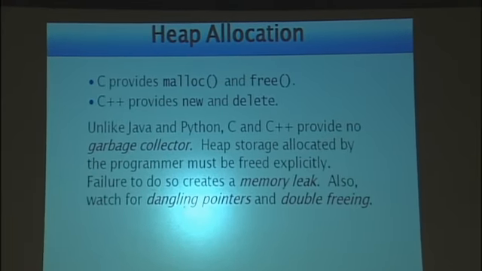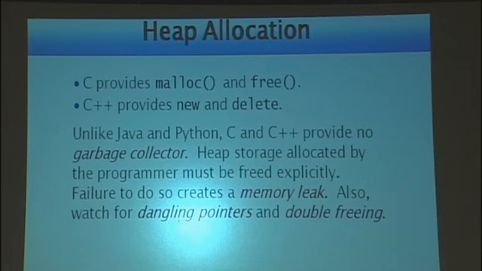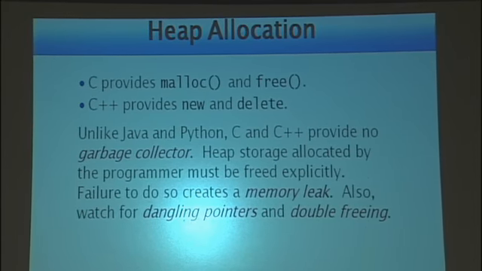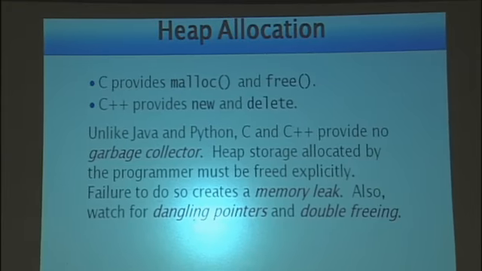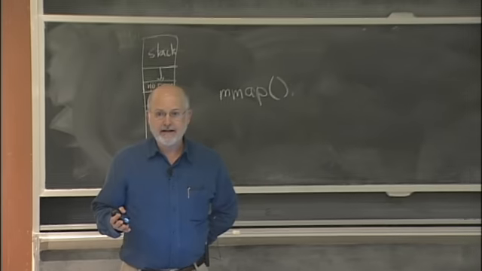Now, in C and C++, and we're going to start moving and talking more about things like C++, we have what's called heap allocation. In C, the routines are called malloc and free, and C++ provides new and delete. So unlike Java and Python, C and C++ provide no garbage collector. In other words, you're responsible as a programmer for freeing allocated storage yourself. If you fail to do so, you create a memory leak.